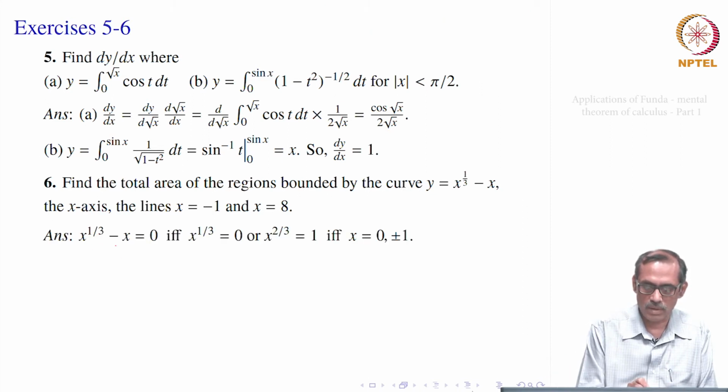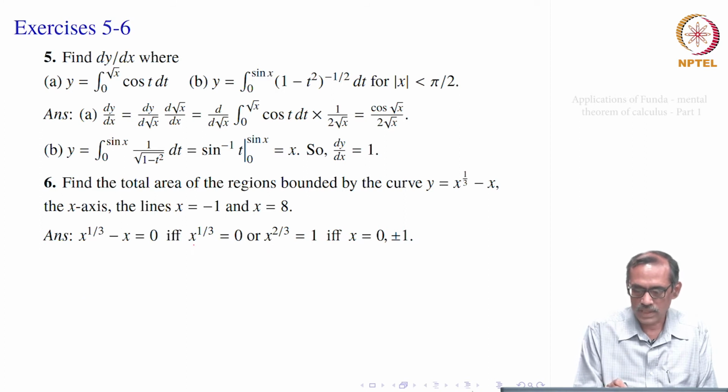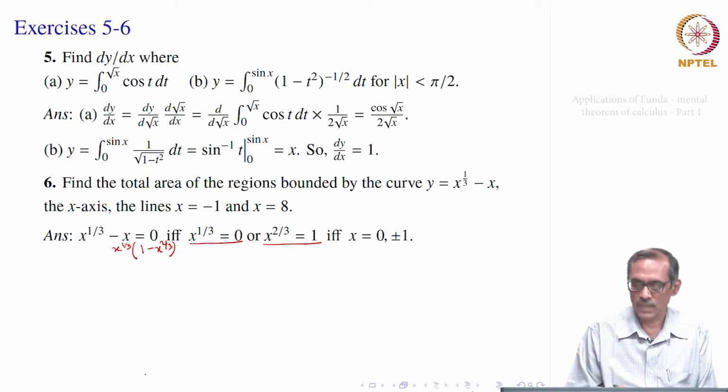x to the power -1/3 minus x must be equal to 0. When you take this curve, it crosses the x axis, that means y equal to this function. So, this must be equal to 0 and that is 0 for x to the power 1/3 equal to 0 or x to the power 2/3 equal to 1, right. If you consider x to the power 1/3 into 1 minus x to the power 2/3 in this form, so either x to the power 1/3 is 0 or x to the power 2/3 equal to 1.